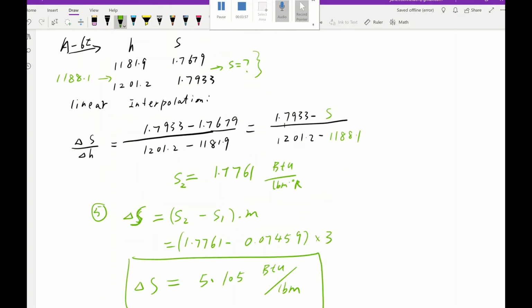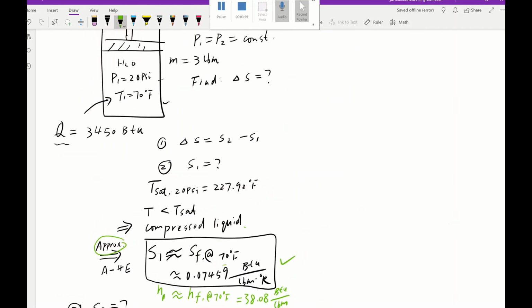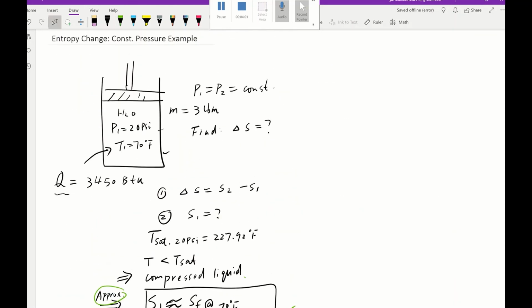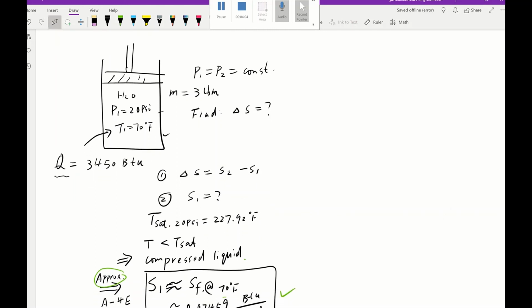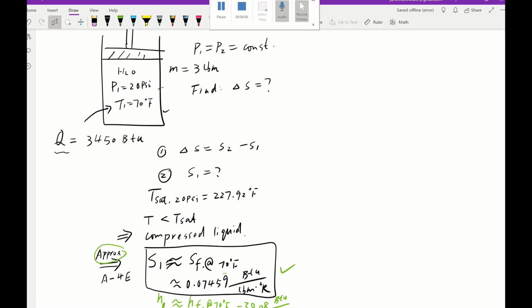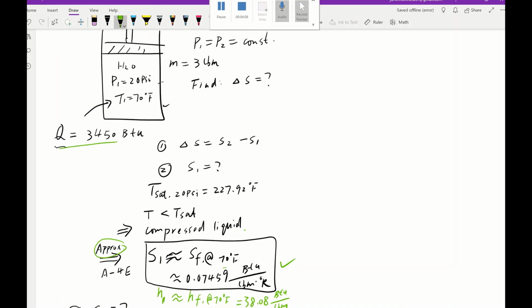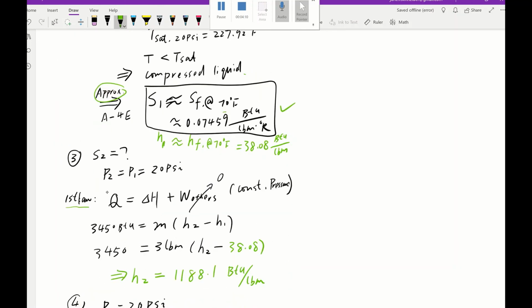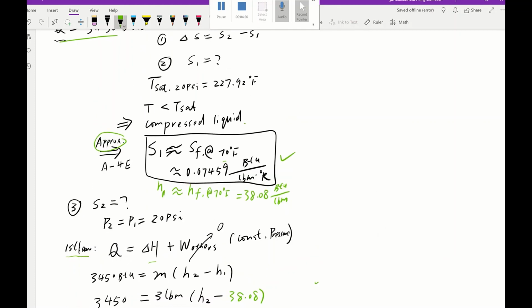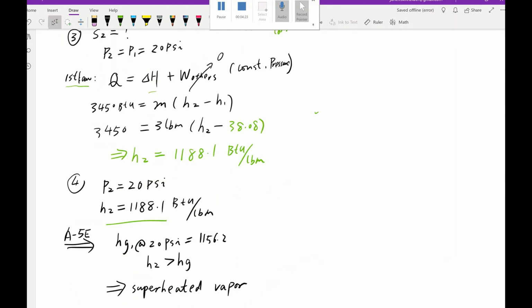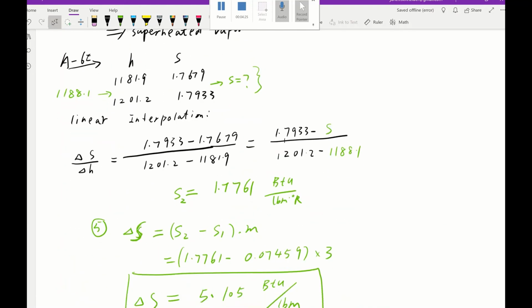This is a great example. We use so many old skills, right? Because it's constant pressure, and we used the first law of conservation. Because it's constant pressure, Q is equal to delta H, and we find our H value, then we also used approximation. We also use linear interpolation.